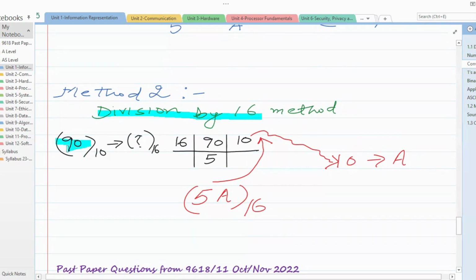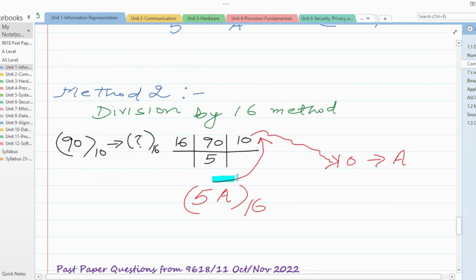Okay, so 90 is the denary number that we are going to convert into hexa. We divide 90 by 16 continuously until we get a quotient less than 16. So we divide this by 16. 16 fives are 80, so we get remainder 10. The remainder we write here, and the quotient we write here. And as 5 is less than 16, there is no further division.